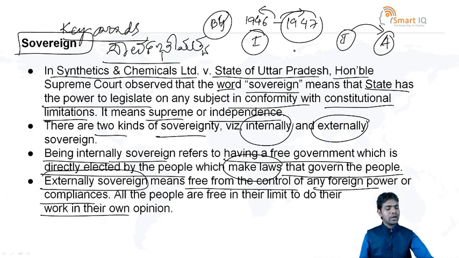For example, take Karnataka. The Indian government can make any laws related to the state of Karnataka. This is the internal sovereignty. There are no restrictions. There is no external force acting on the making of these laws. That is called sovereignty.